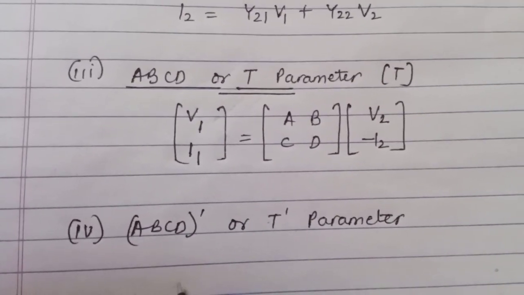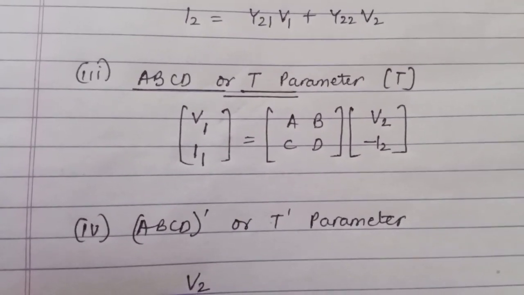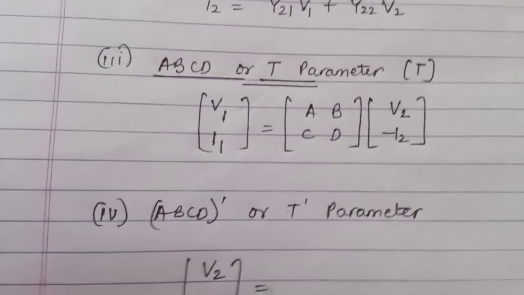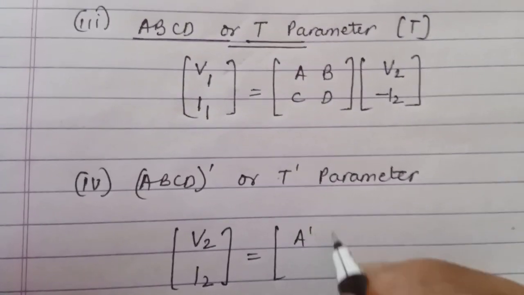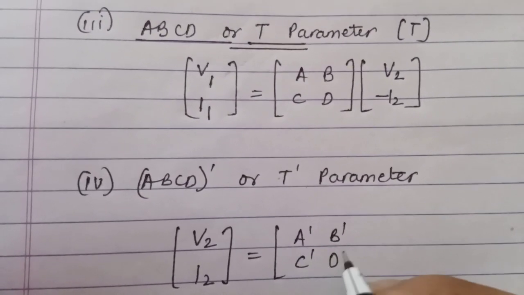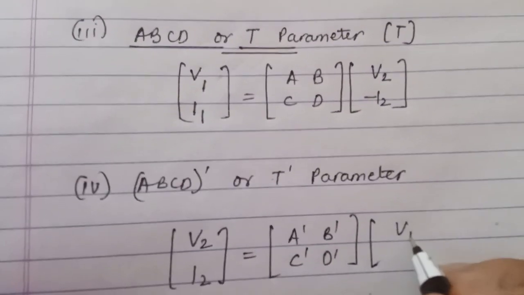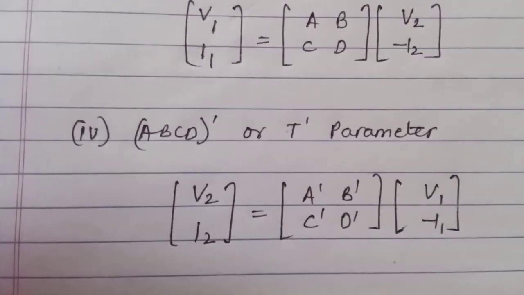Okay. Fourth one is ABCD dash or T dash parameter. So it is represented as V2 I2, A dash B dash C dash D dash and V1 minus I1.